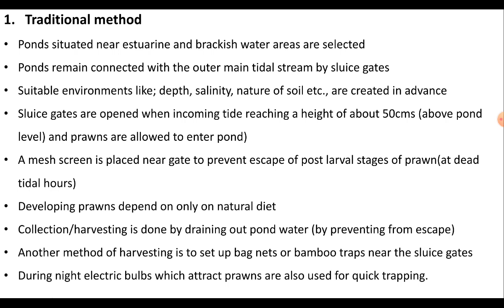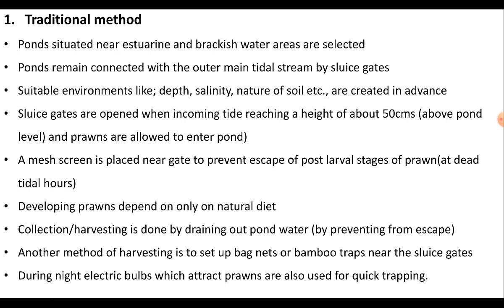The developing prawns depend only on the natural diet. Sometimes, if supplemented with other foods, they also depend upon the supplemented diet. The collection or harvesting is generally done by draining out the pond water in such a way that it prevents the escape of prawns.